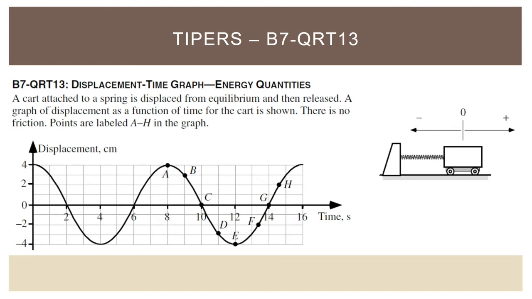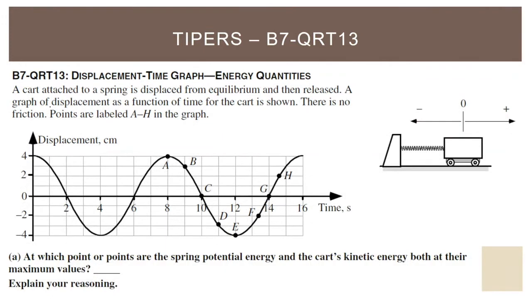B7QRT13. This question, the title is Displacement Time Graph Energy Quantities. It says a cart attached to a spring is displaced from equilibrium and then released. A graph of displacement as a function of time for the cart is shown. There is no friction. Points are labeled A through H in the graph. And they ask a series of questions. There are a bunch of different parts to this. I want to go through them one by one.